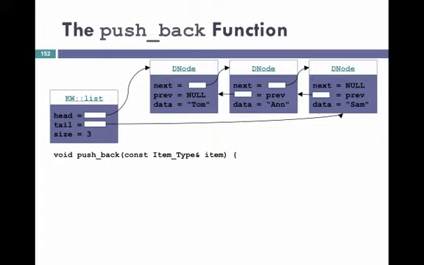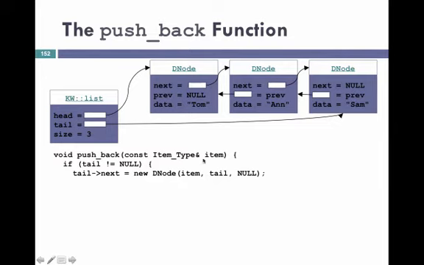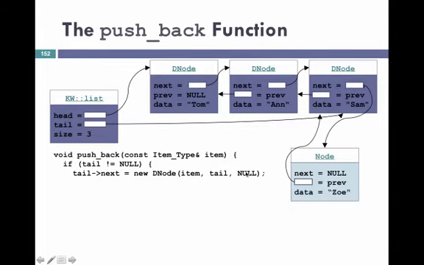So here's the push back function. Here's a list of Tom, Ann, and Sam. Push back is to put something at the end of the list. So we say if the tail is not null, that means the list isn't empty, then we say tail arrow next. Tail arrow next is this field here, which is currently null, and we set that to point to the new node. It includes an item and the tail and null as parameters. So here's a new node, Zoe.